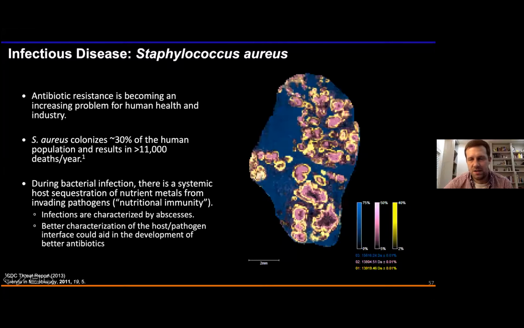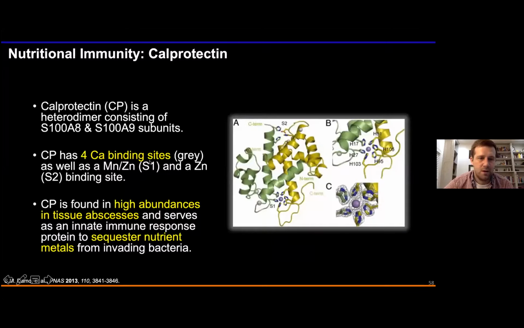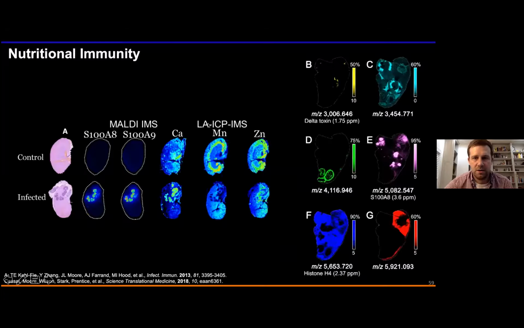And so this is an example where we're looking at systemic staph infection that has created abscesses in these soft tissues. And we've looked at the anatomy of the infectious abscess to see if we can get some information about what is going on. Some of the things we've looked at are calprotectin proteins, which are nutrient metal binding proteins, which sequester some of the nutrient metals that are required for metabolic turnover in the bacteria.